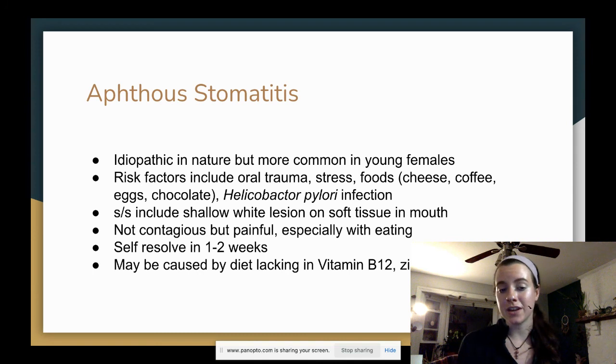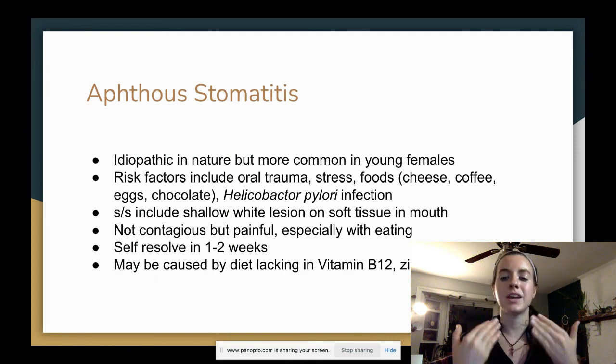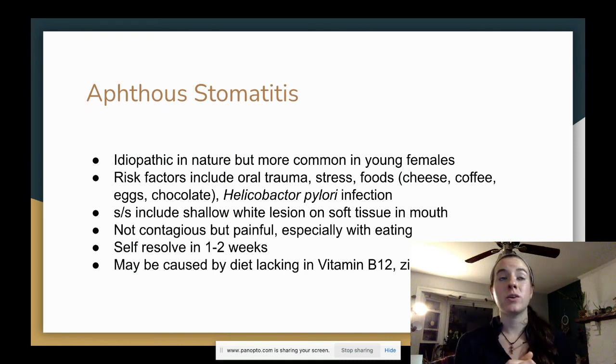These are idiopathic in nature, ironically, even though they're so common, but we do see an increased incidence in young females. There are risk factors: oral trauma, stress, certain foods. Now, these foods are not allergies, they're just foods that can irritate the lining of the mouth. And also, H. pylori infection puts you at risk for developing these canker sores.